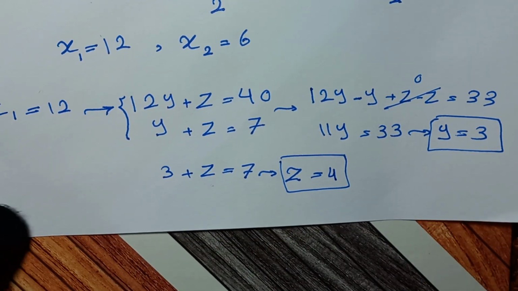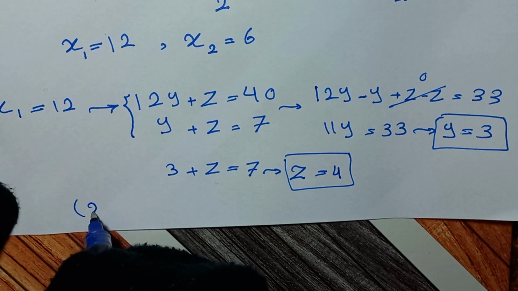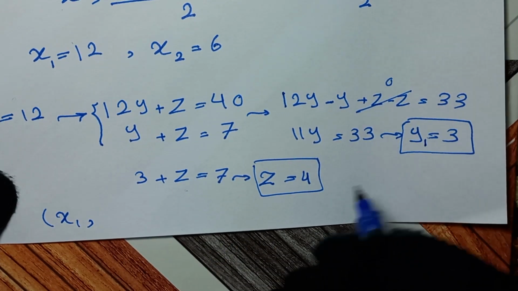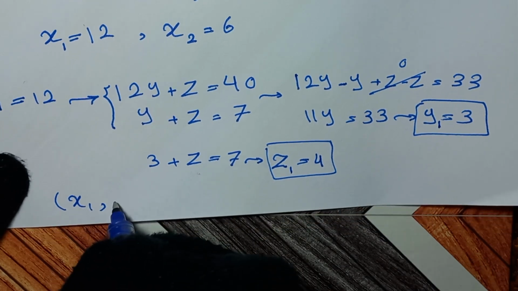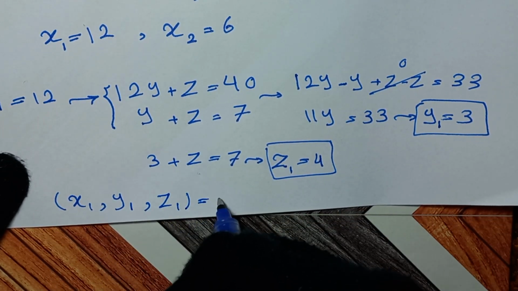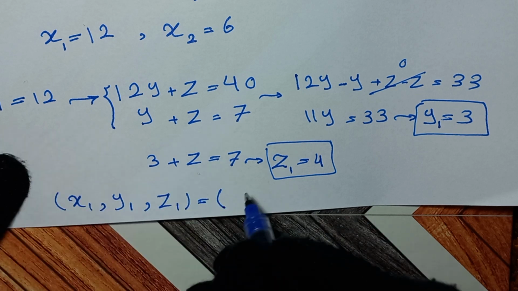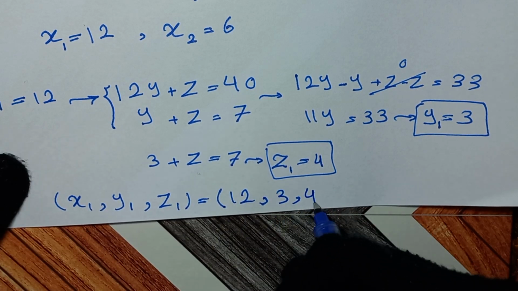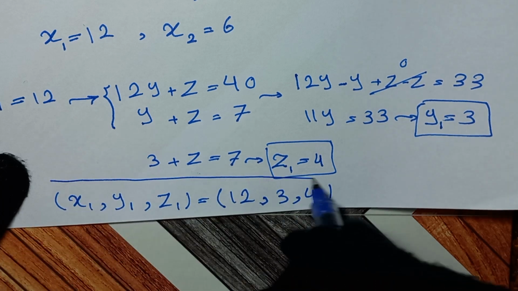So our first answer for x1, and we can write this as y1 and z1, right? x1 and y1 and z1 is equal to, x1 is 12, 12 and 3 and 4, right? So this is our first answer.